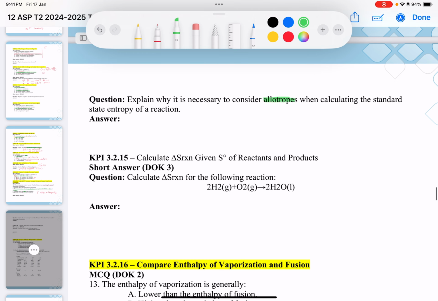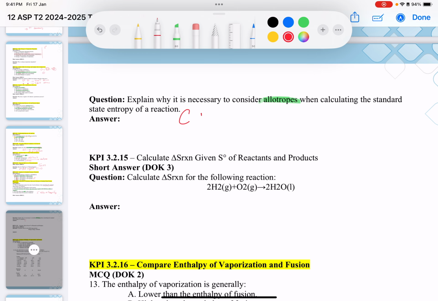Again, we also need to consider allotropes. For example, the entropy of diamond carbon is different from the entropy of graphite carbon. The arrangement is different, so the entropy will be different.